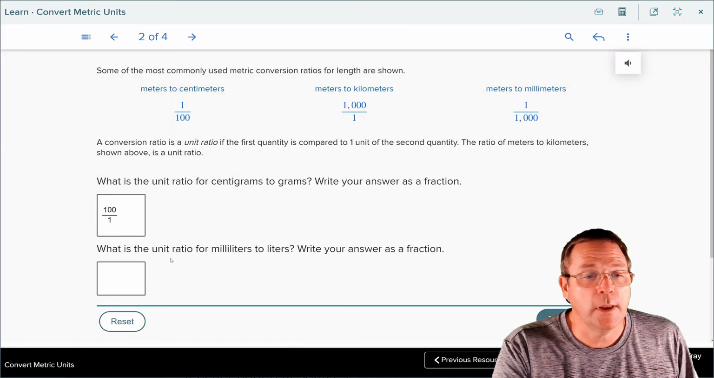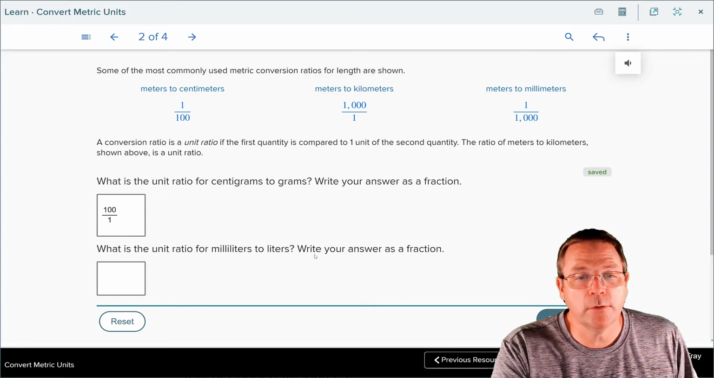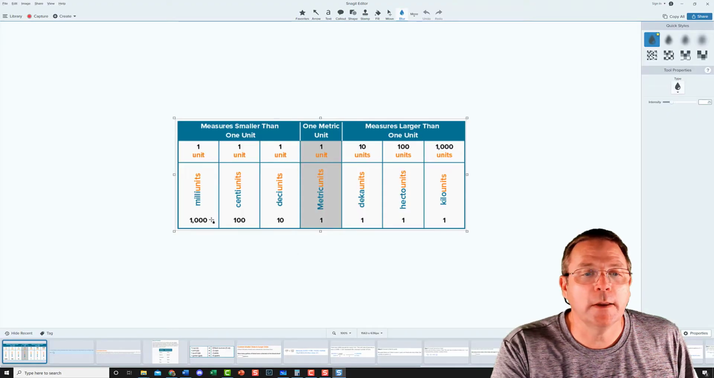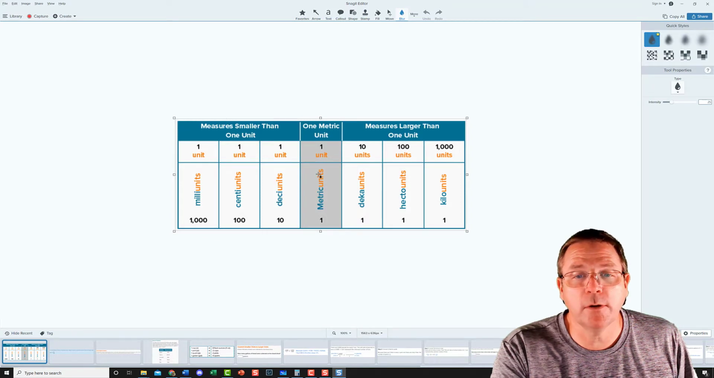And then what is the unit ratio for milliliters to liters? Once again, there are 1,000 milliliters to 1 liter.